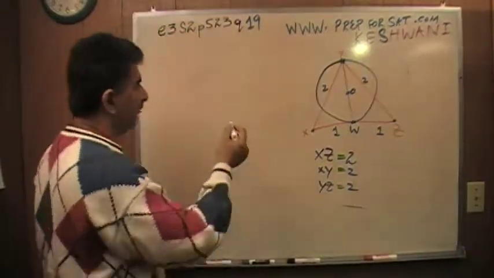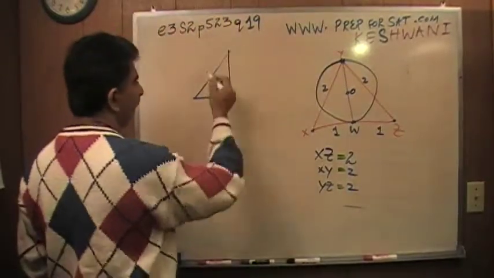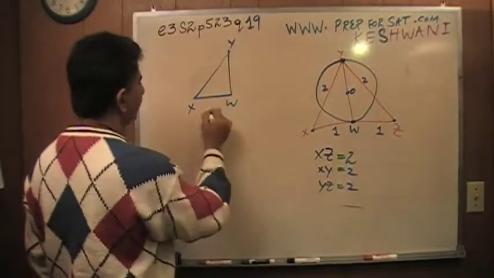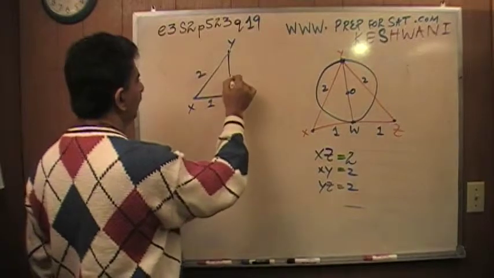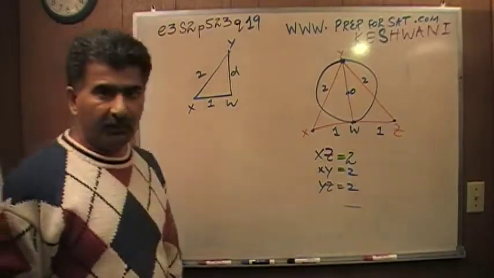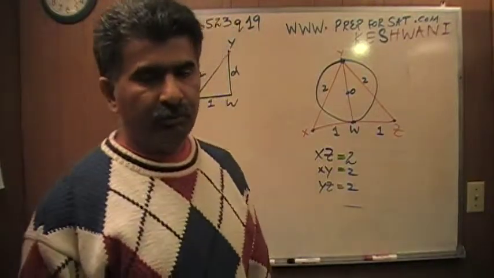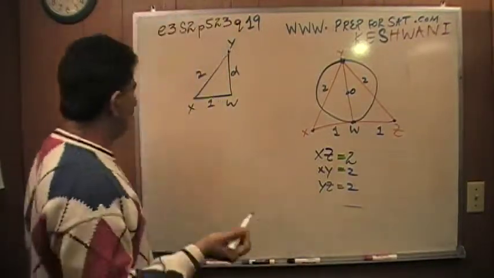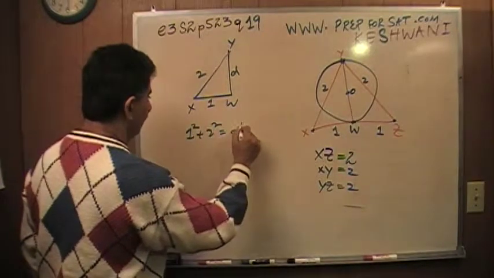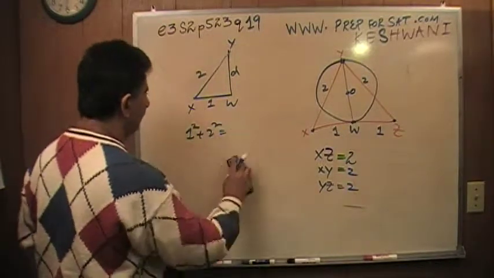So I'm going to redraw this triangle here, X, W, and Y. 1, 2, and the question is how much is this? I'm going to call this diameter. Use your Pythagorean theorem, which you should know by heart, which you should know very well. And let's just solve it. So 1 squared plus 2 squared equals my diameter squared.